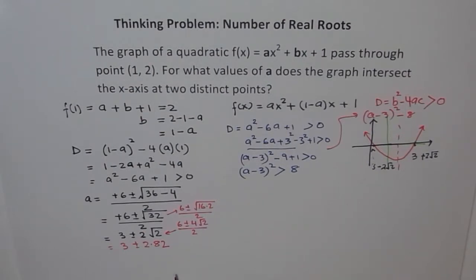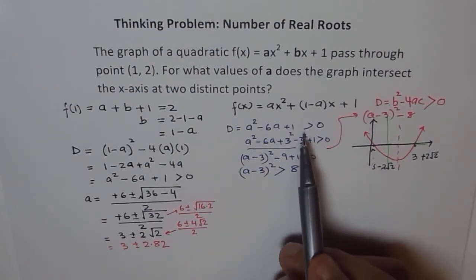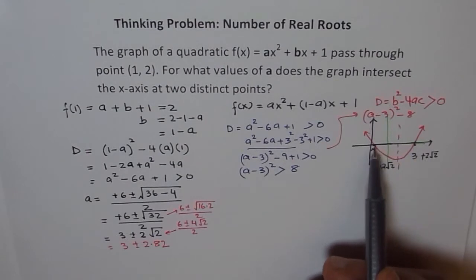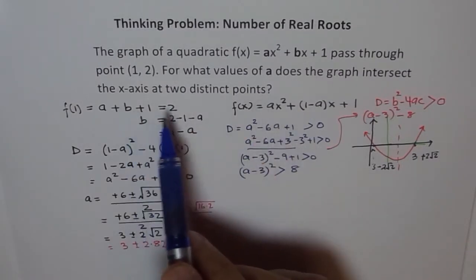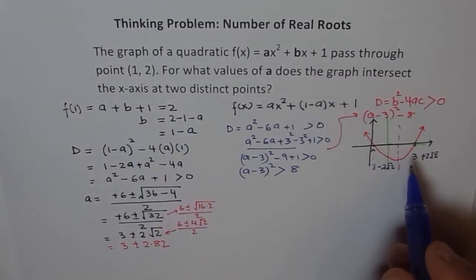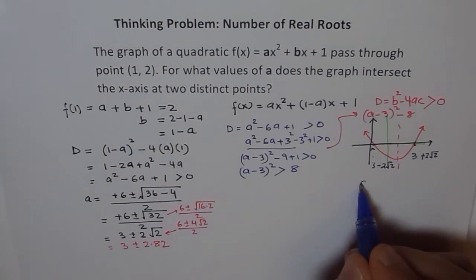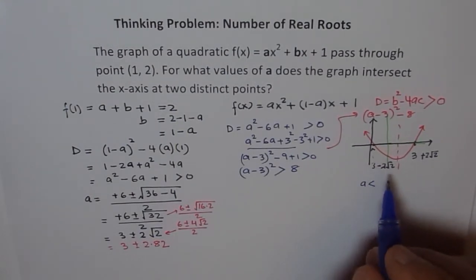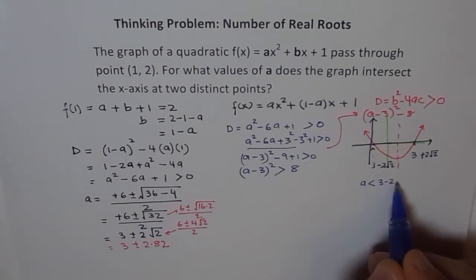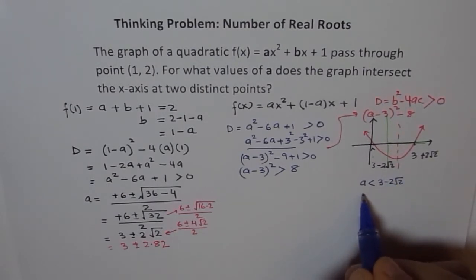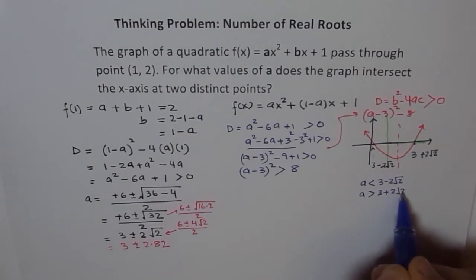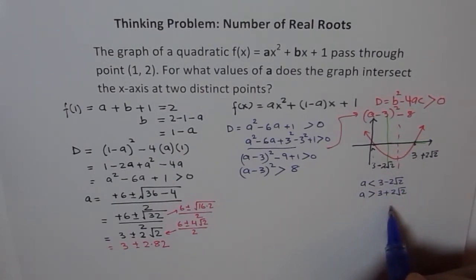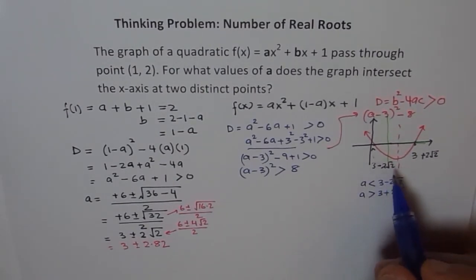And from the sketch, when is it greater than 0? It's greater than 0 on this side. Do you see that? Those sides. Therefore, what is the solution of the equation? When will you have two distinct roots? We will have two distinct roots if a is less than 3 minus 2 square root 2, or if a is greater than 3 plus 2 square root 2. Do you get that idea? Correct? So this is how we can actually do it.